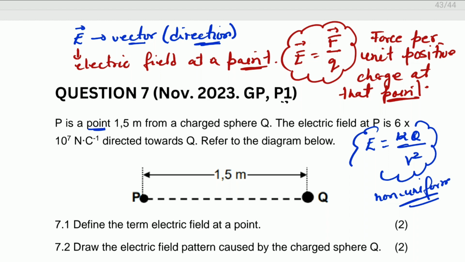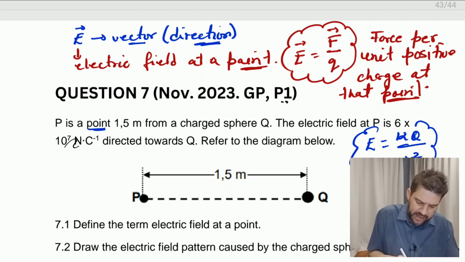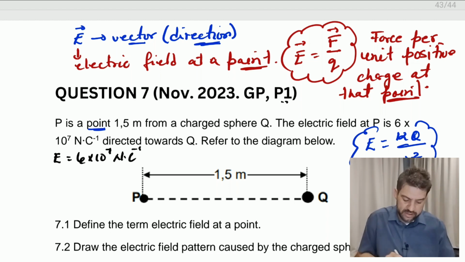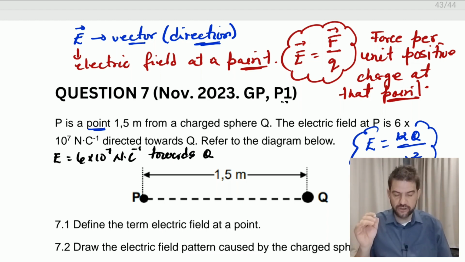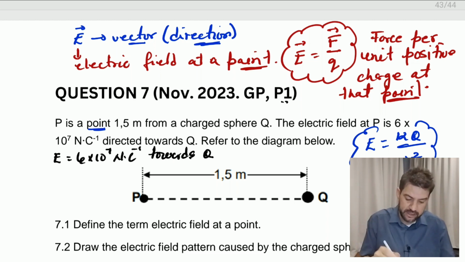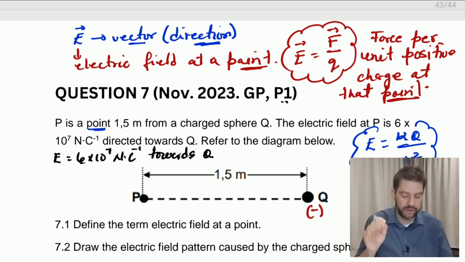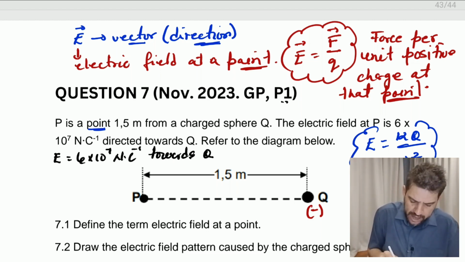And then here we can write the data. We have that the electric field is equal to 6 times 10 to the 7 Newton per Coulomb towards Q. Towards Q means that Q is a negative charge. So also extremely important, this Q is a negative charge. P is not a charge, it's a point. So if you have to draw graphically the electric field on P, then you will have to draw a vector.